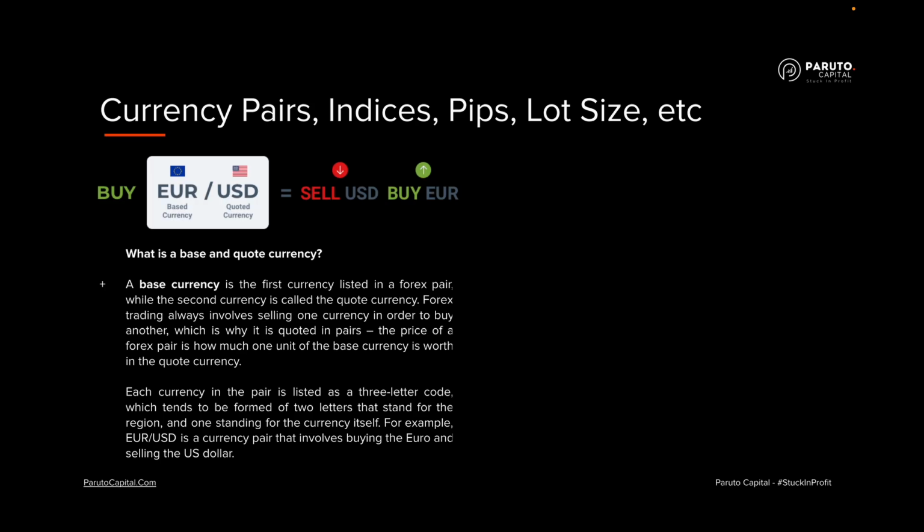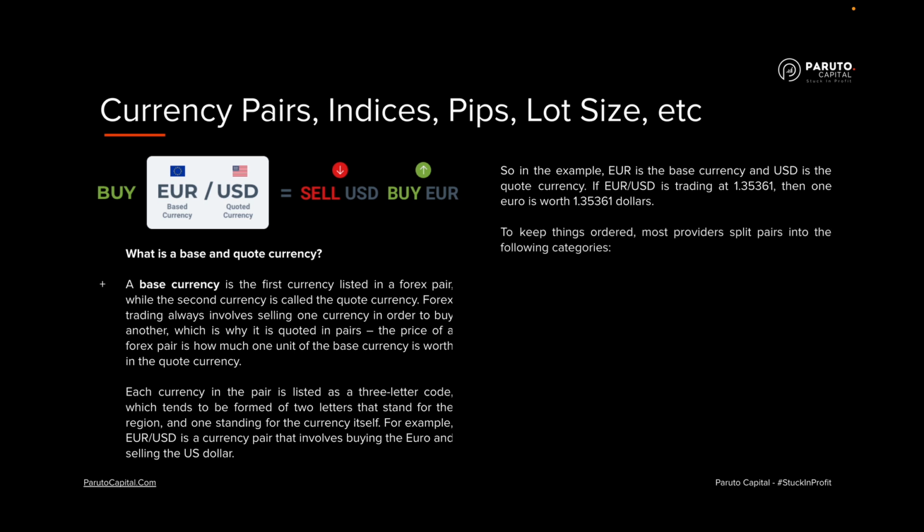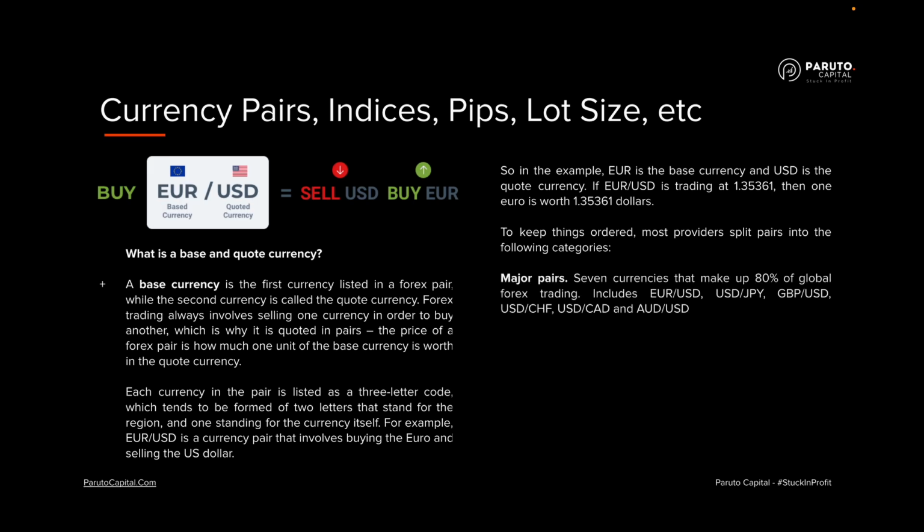Each currency in the pair is listed as a three-letter code, which tends to be formed of two letters that stand for the region, and one standing for the currency itself. For example, the euro dollar is a currency pair that involves buying the euro and selling the dollar. So the euro is the base currency and the USD is the quote currency. If euro dollar is traded at 1.35361, then 1 euro is worth that particular amount of money. That's simply the meaning. To keep things ordered, most providers split pairs into the following categories.